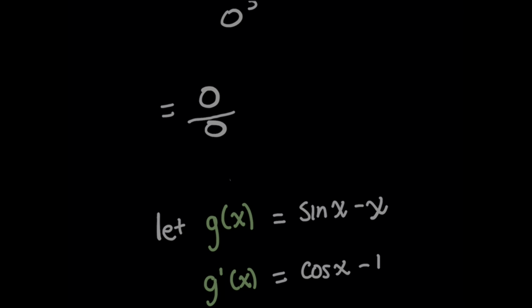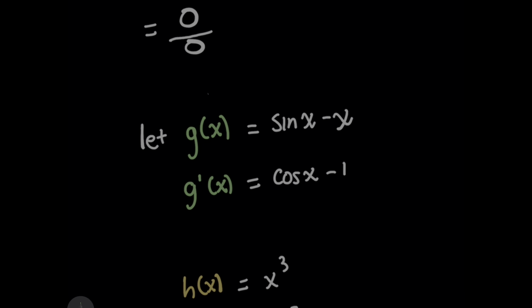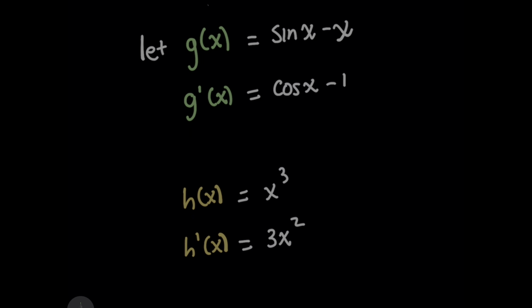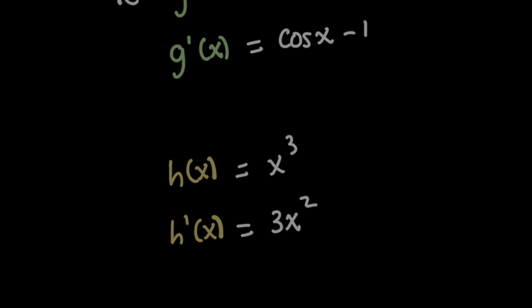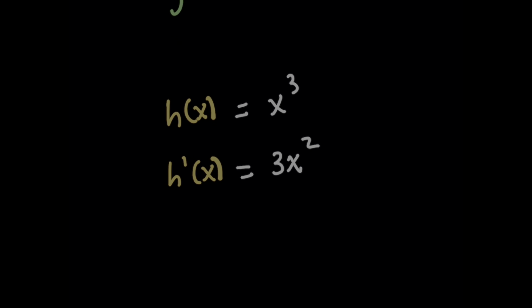We're basically saying, okay, I'm going to let the numerator be something I'm going to call g of x. So that numerator was sine of x minus x. And when I take its derivative, I'll be left with cosine of x minus 1. And similarly for the denominator, I'm going to call it h of x. The original denominator was x cubed, and after you take its derivative, you get 3x squared.